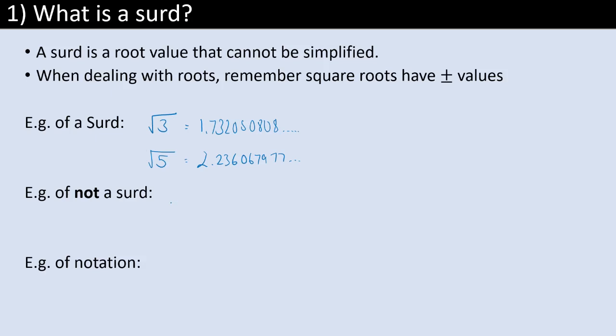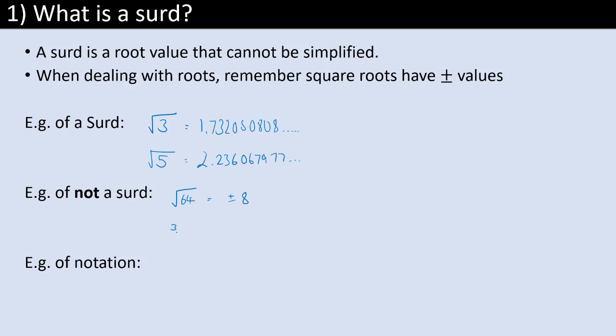Something which is not a surd would be something like root 64. Even though it's made up of a root, I can actually say what root 64 is. It's plus or minus 8, because we're looking at the values that multiply together to give us 64, 64 being a square number.